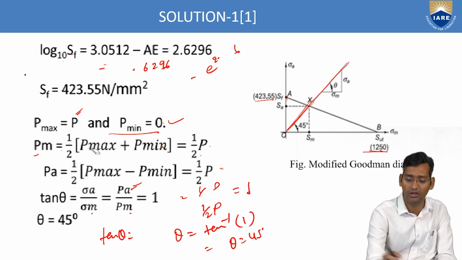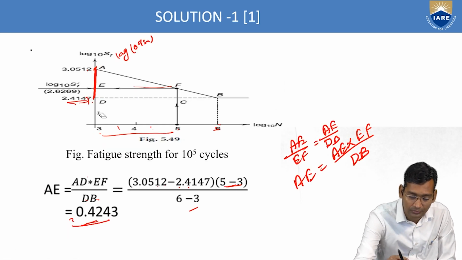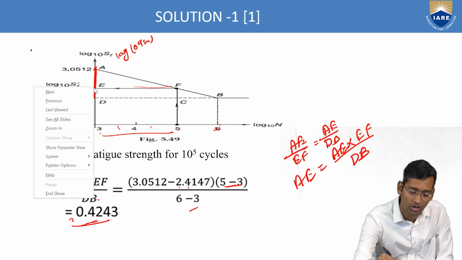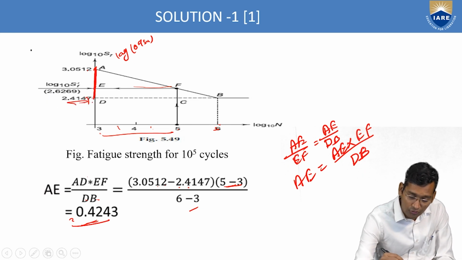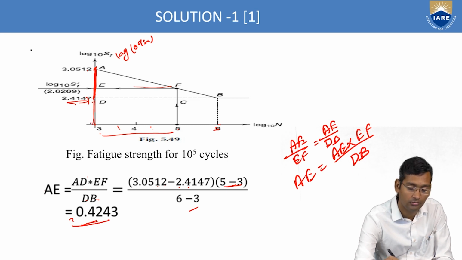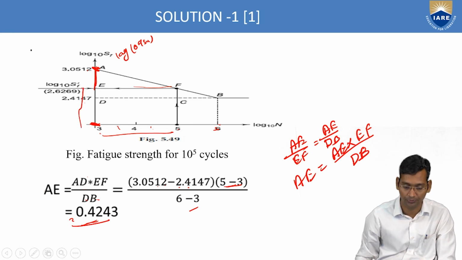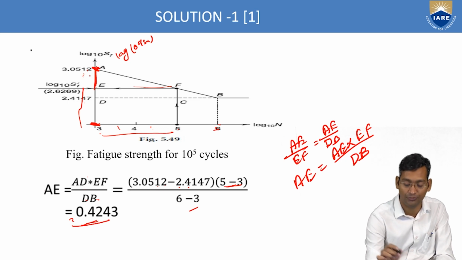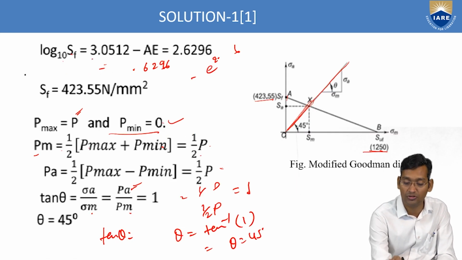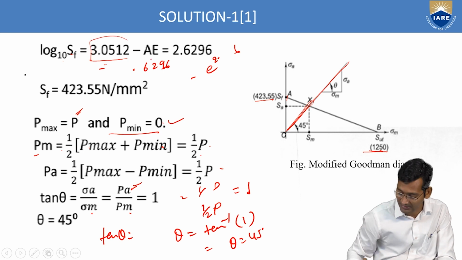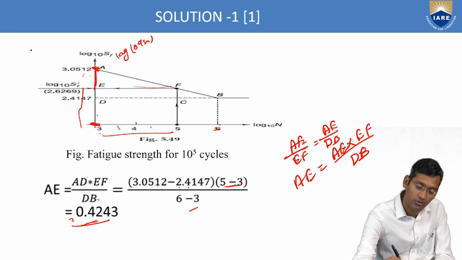Log SF. Log SF will be what? So see here again, log SF up to this. This is the value of log SF. Right, so now from here to here minus AE, that we will get this value. So log SF equals that value 3.0152 minus AE, right? From here to here is 3.0512 minus this value, so we will get this one.